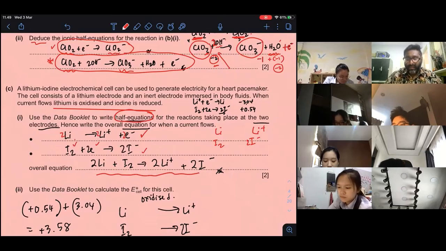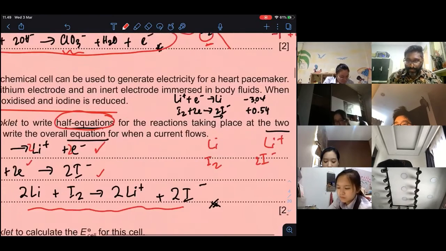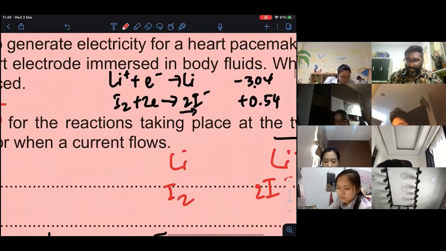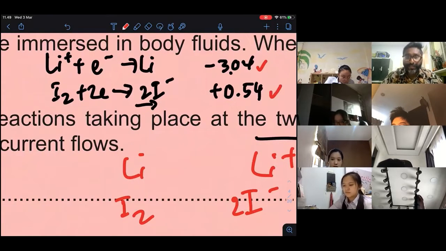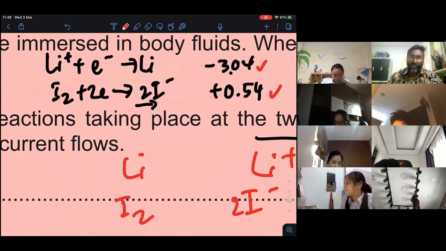When I look at my data booklet, this is the standard reduction potential that I will get. Li+ plus electron to give you Li, negative 3.04. And then I2 plus 2 electrons to 2I-, positive 0.54. This is very important because now I know which one is more positive. 0.54 is more positive, so this will go forward and this will go backward. When it goes backward, this one will become positive 3.04.